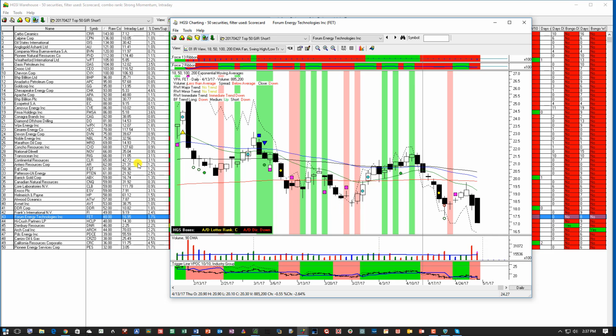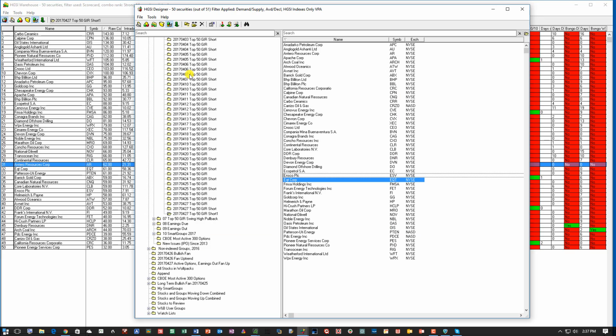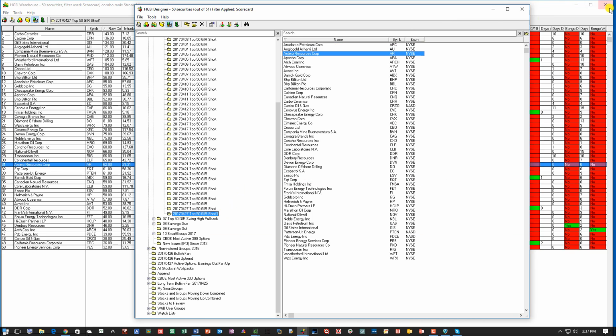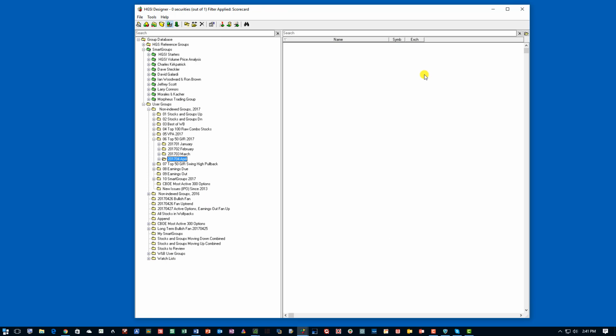Now, in addition to using the top 50, you can use any of those smart groups. I'm going to just go ahead and delete this right now while I'm thinking about it. I always close everything but the designer when I want to delete a group because it deletes faster.